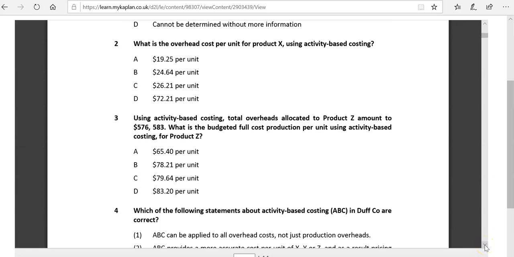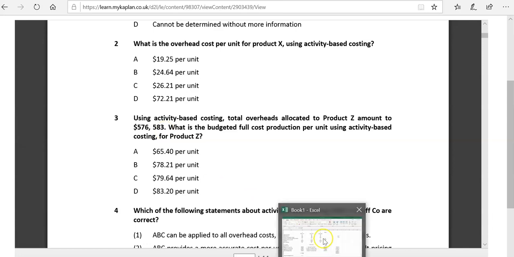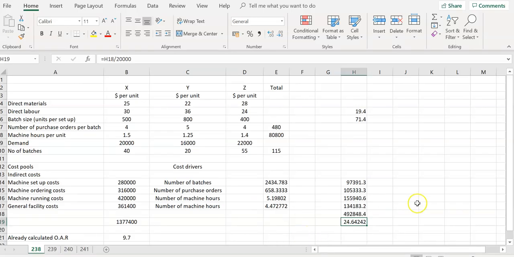The question C says, with using activity-based costing, total overheads allocated to product Z amounts to this. What is the budgeted full cost using activity-based costing for product Z? So nothing sinister. All they're now telling us is they've actually worked this out for us using activity-based costing. They've told us it's 576,583. So we know what the full cost is here for Z.